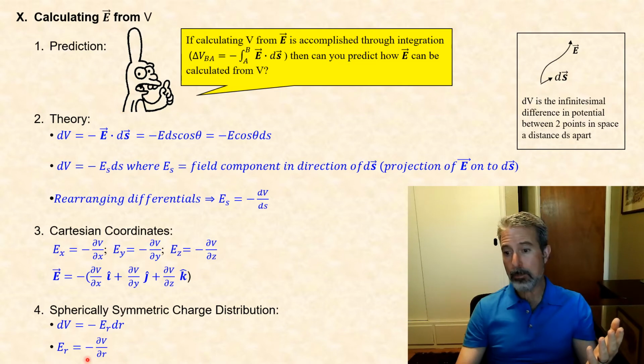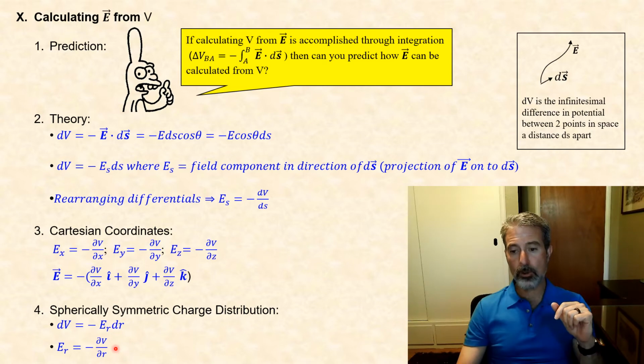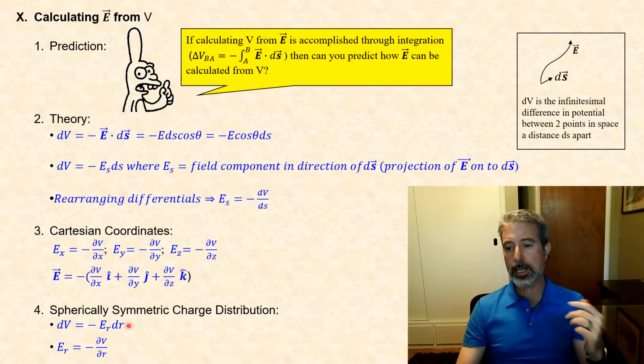I could here probably evaluate this as an ordinary derivative if the potential is expressed only in terms of r. To be general though, if you have a multivariable function for the potential, you need to take partial derivatives to be complete with your definition here.